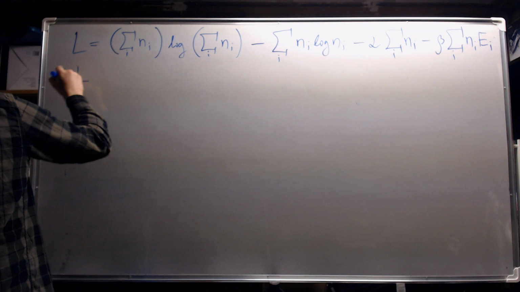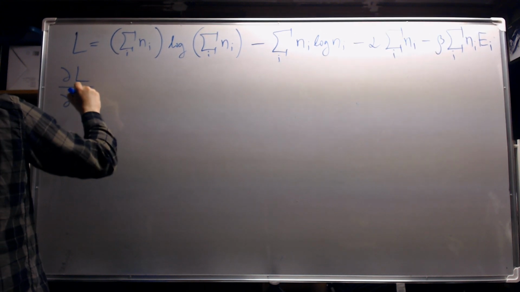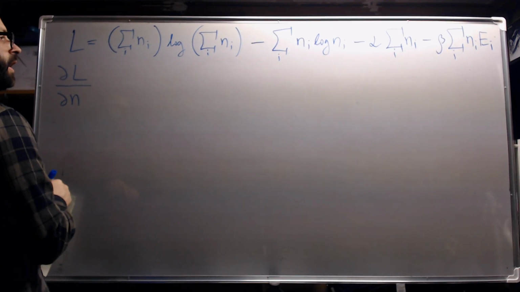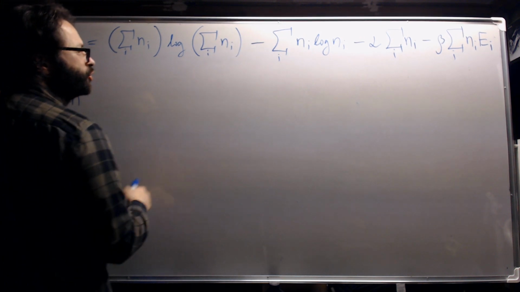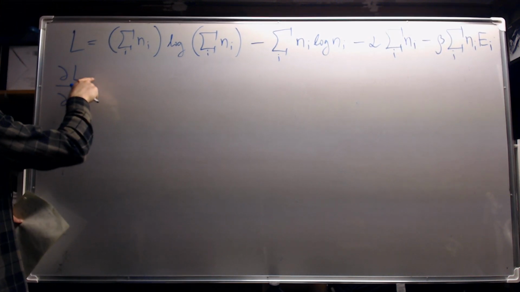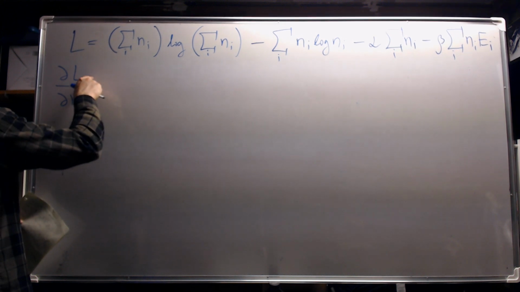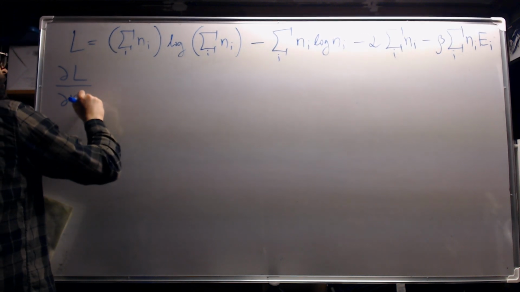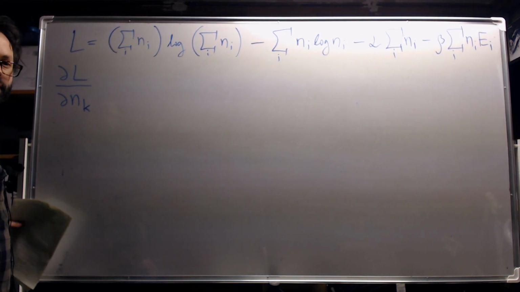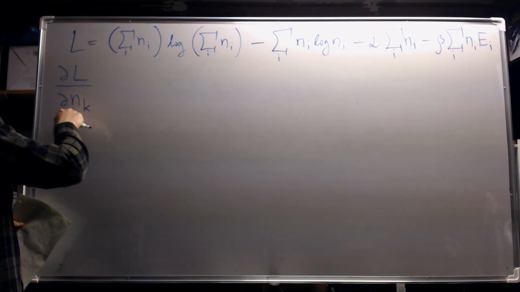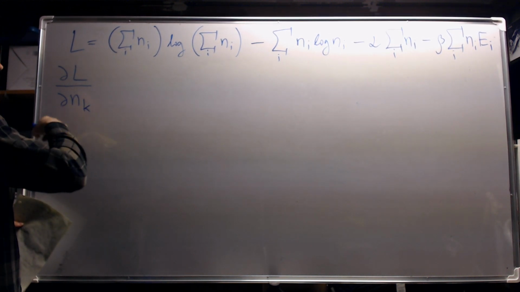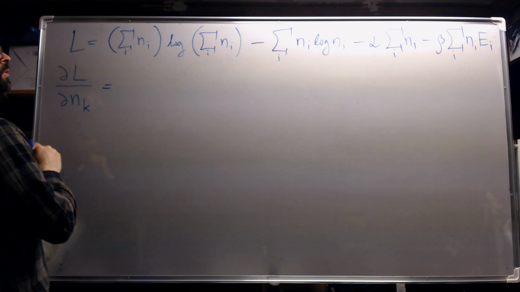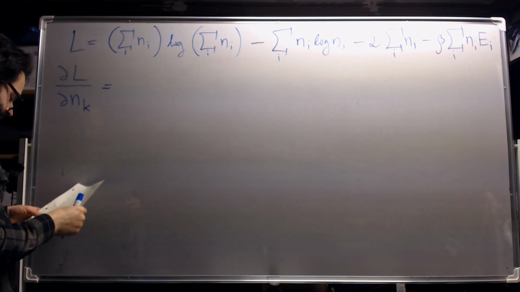So we are finding dL/dn with respect to a specific value of i. Because we've been using i as a generic summation index, let's say we're taking the derivative of L with respect to some specific n. Suppose it's n sub k. Maybe it's n57. Taking the derivative of the function L with respect to the number of systems in the ensemble in microstate 57, or microstate k. This is what we're doing.